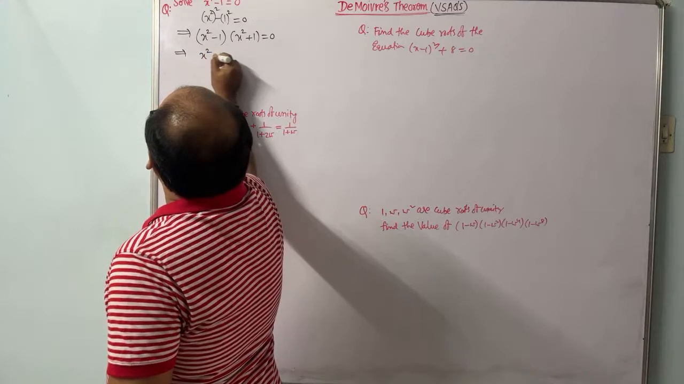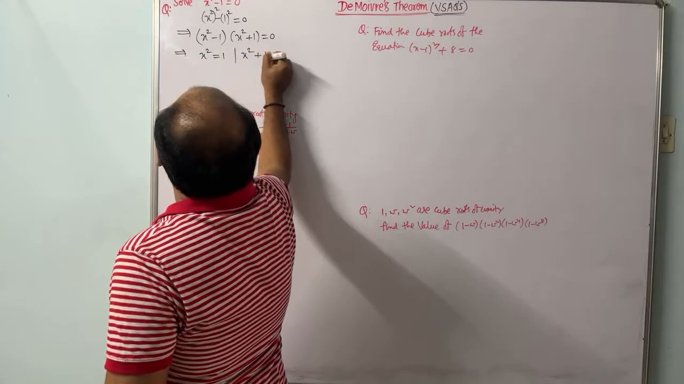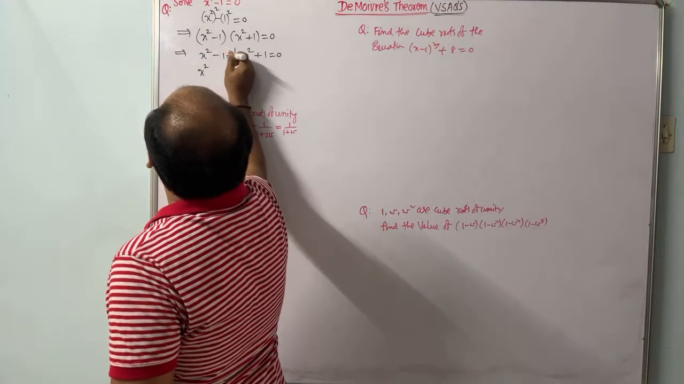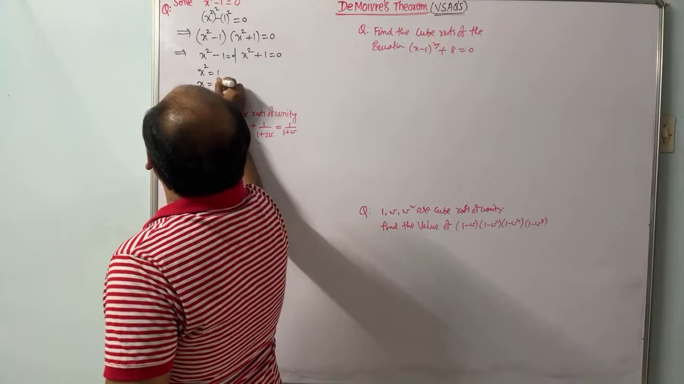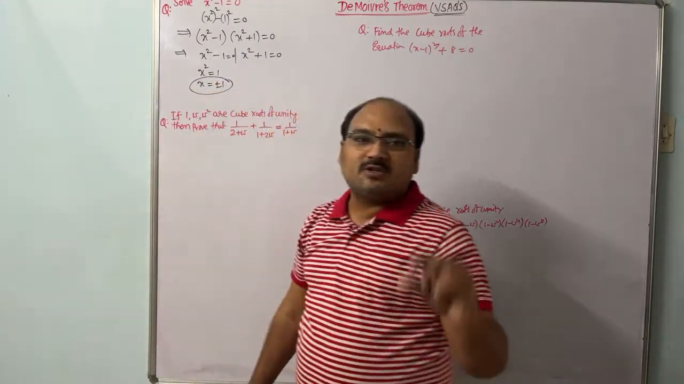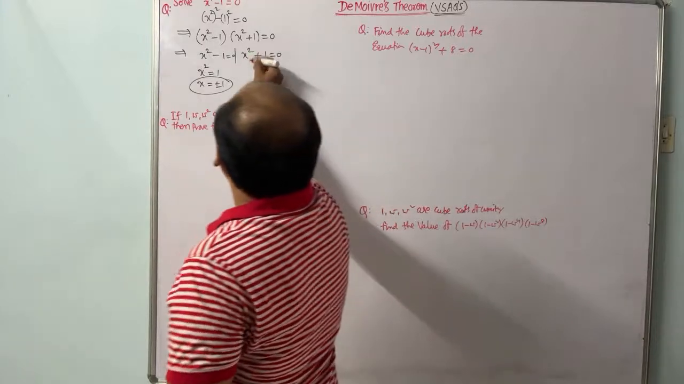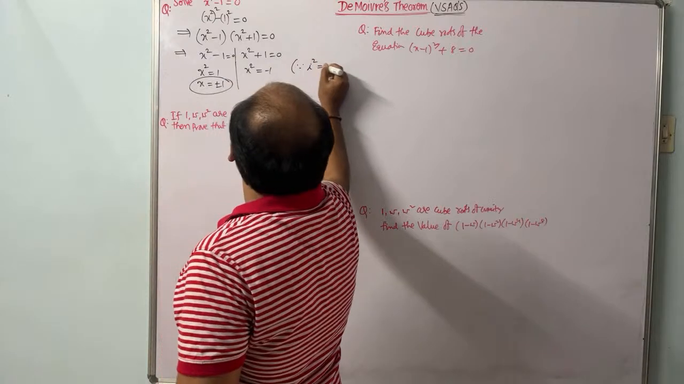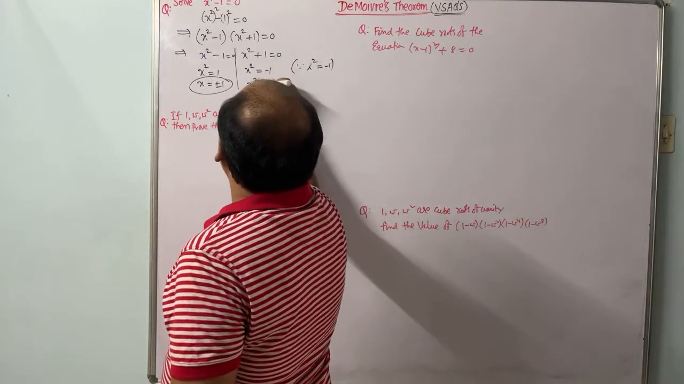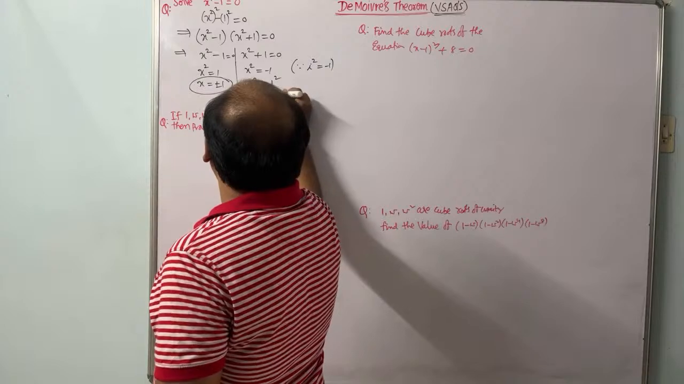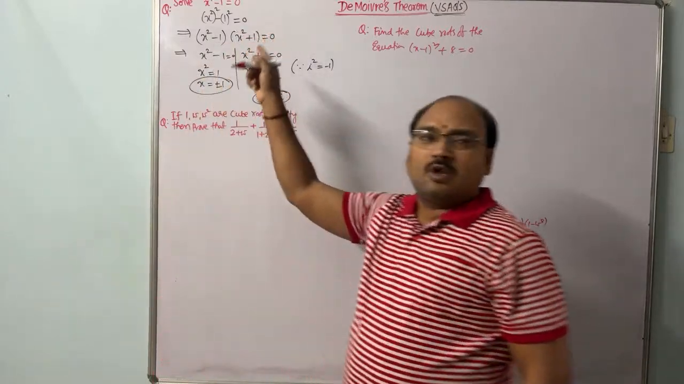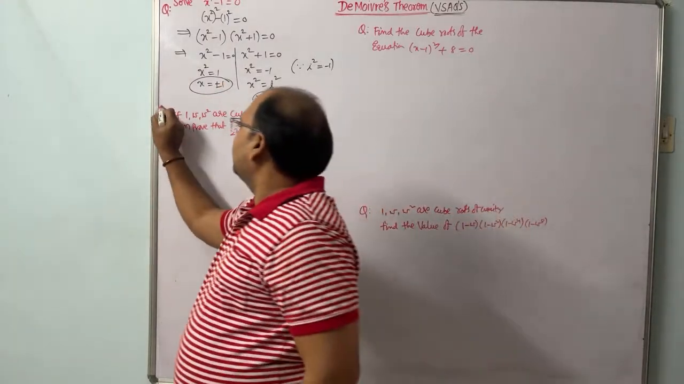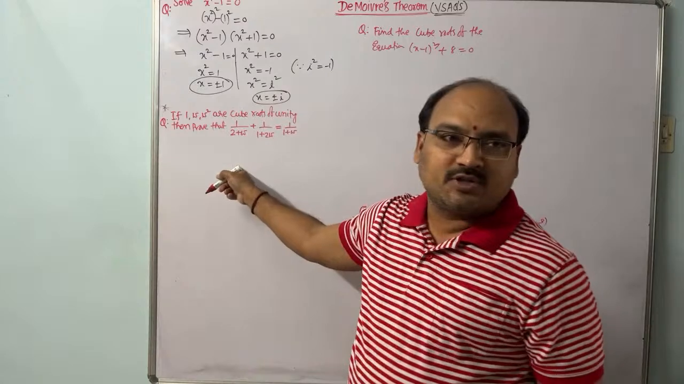x square equal to 1, or x square plus 1 equal to 0. x square equal to 1 gives x equal to plus or minus 1, dear students. So always 4 roots will come. From here, x square equal to minus 1, and since we know that i square equal to minus 1, x square equal to i square, so x equal to plus or minus i. Therefore, the roots of this equation are plus or minus 1 and plus or minus i. This question is asked a number of times for 2 marks or 4 marks sometimes.